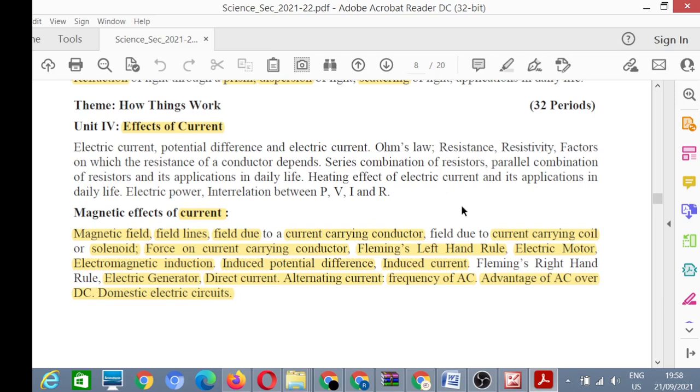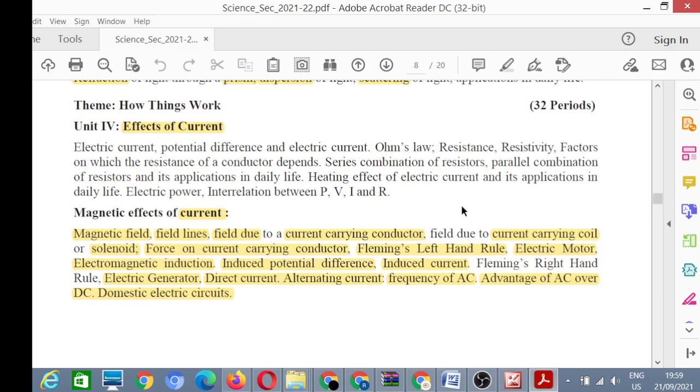Then electric power. Then interrelationship between P, V, I, R. So P is equal to VI, P is equal to I square R, or P is equal to V square upon R. So these are relationships between P, V, I, and R.